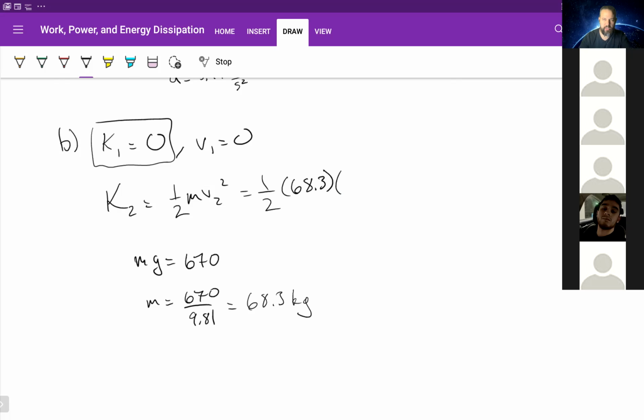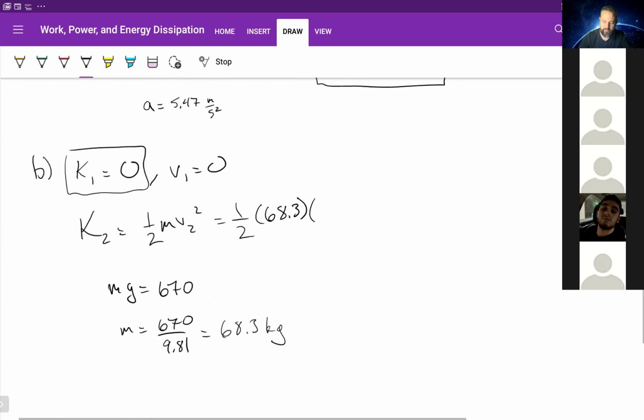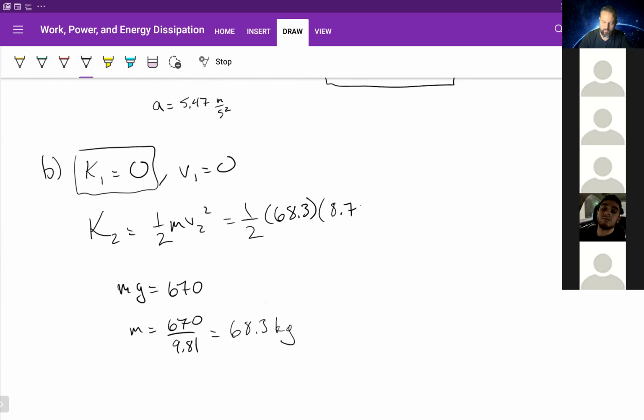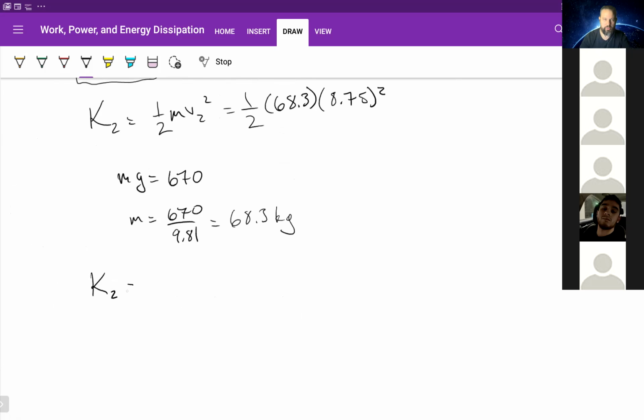We found that to be 8.75, squared. So K2, that should give you 2,615 joules.